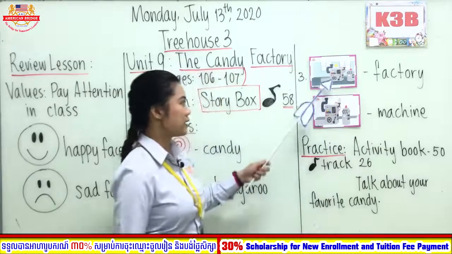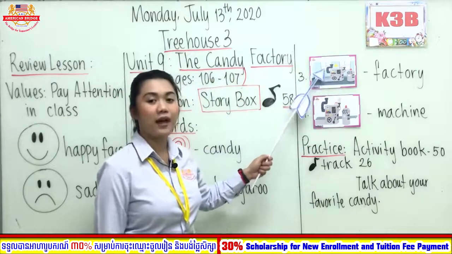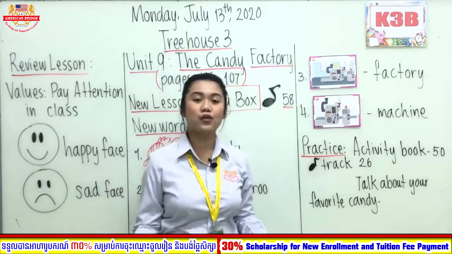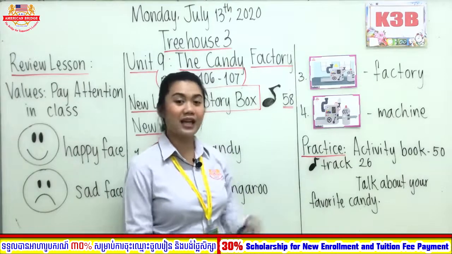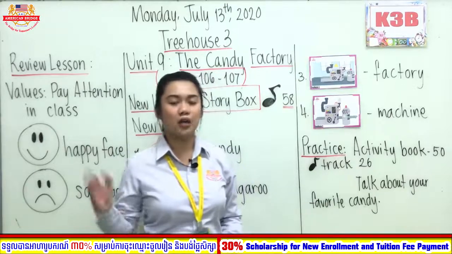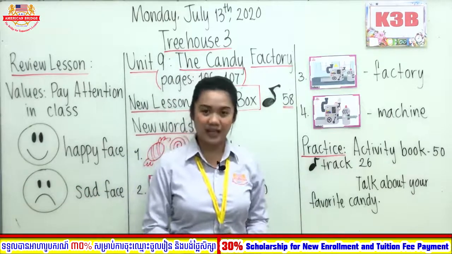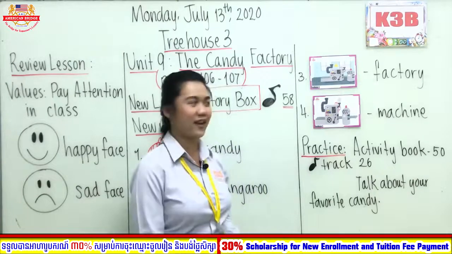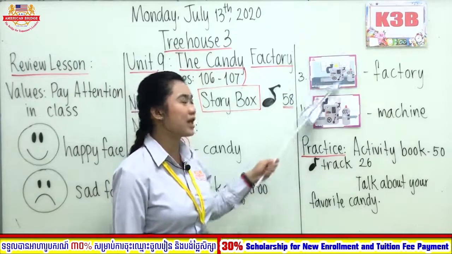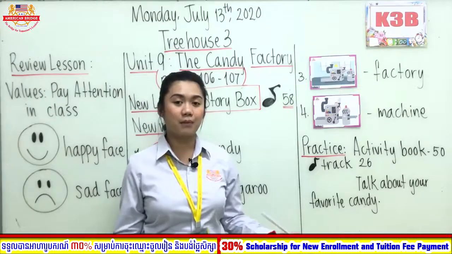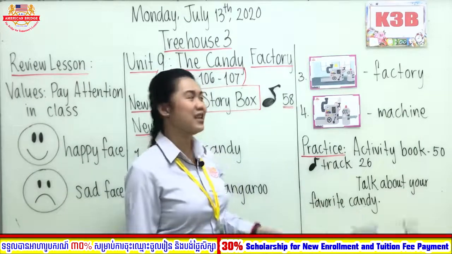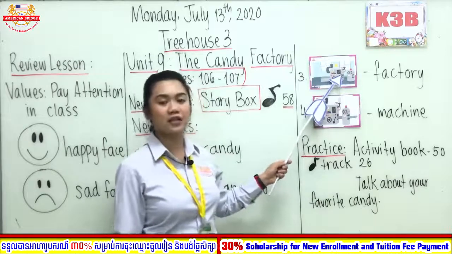Alright. Next, this one is number 3, factory. Factory is a place where you can make something like candy. Alright, you put your materials, equipment, and machine inside the factory, correct? So that is a factory. You see, it has windows because this one is a place. Can it be a house or a big house? Okay, everyone? So this is a factory.